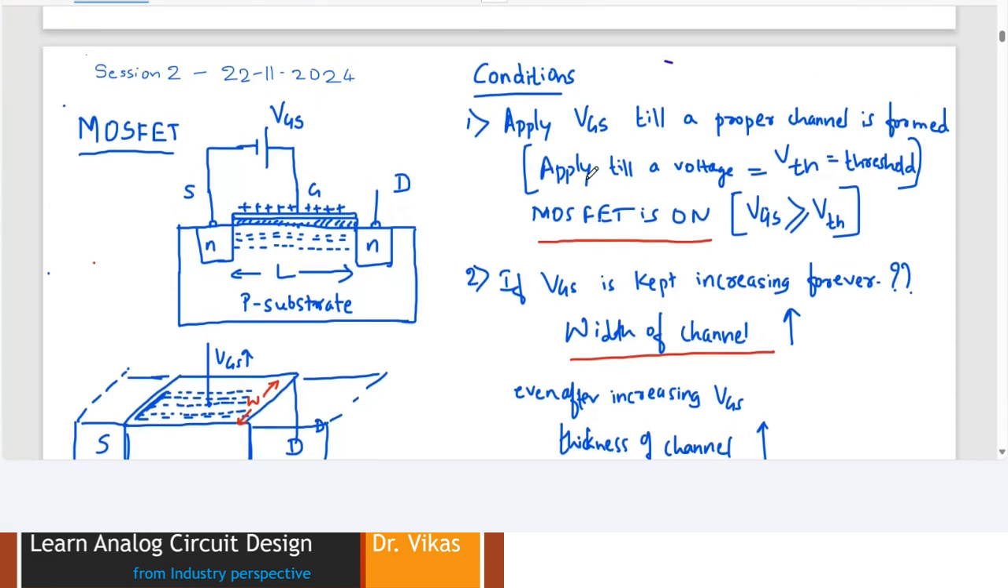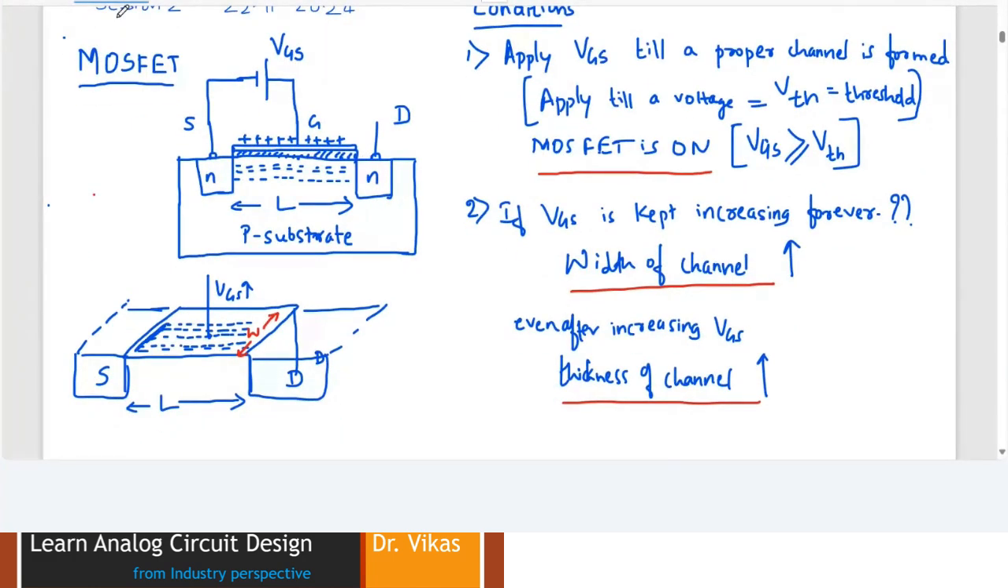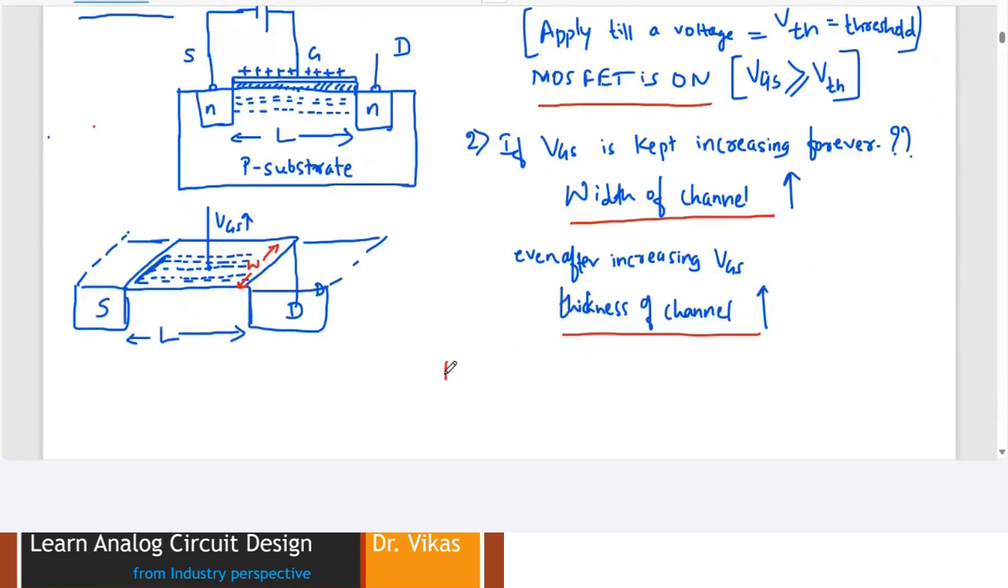So in all these conditions I can say MOSFET is on when VGS is greater than or equal to VT. If this condition is met, I can say that the MOSFET is turned on. Once my MOSFET is turned on, it should not happen that I keep on turning it on again and again. If a proper channel has been built, we have to stop increasing VGS. Nothing will happen if I keep on increasing VGS. It is just merely going to strengthen the channel.